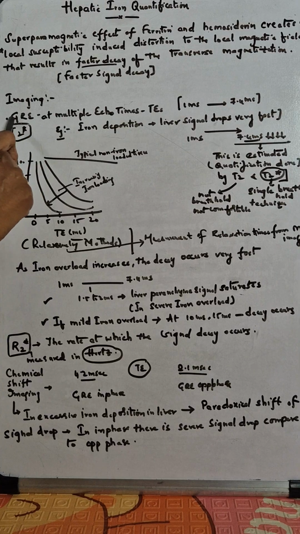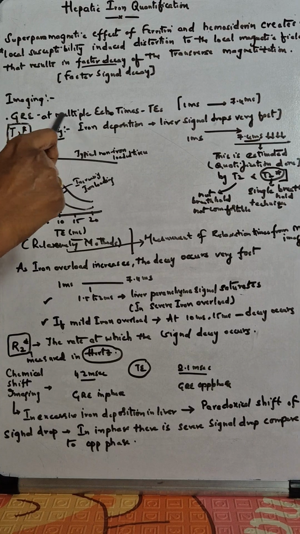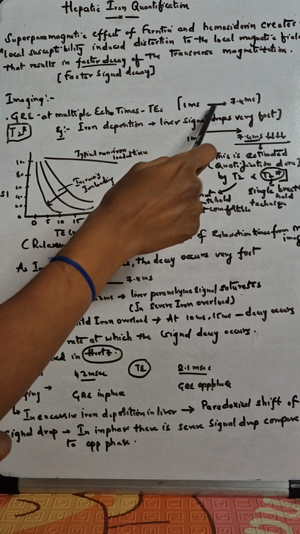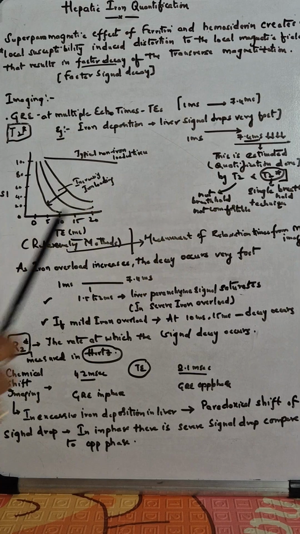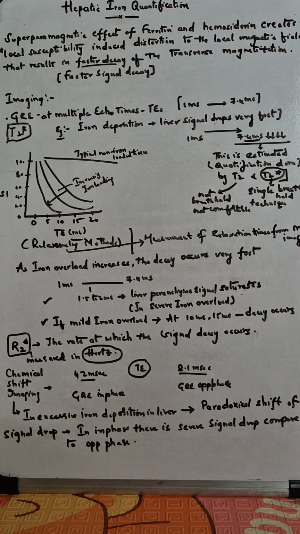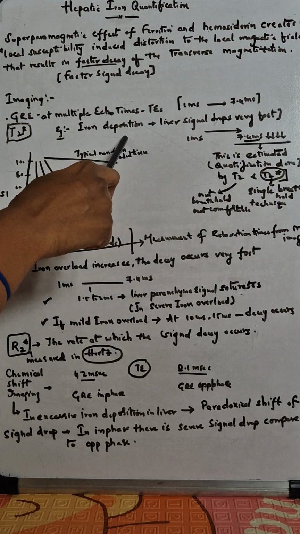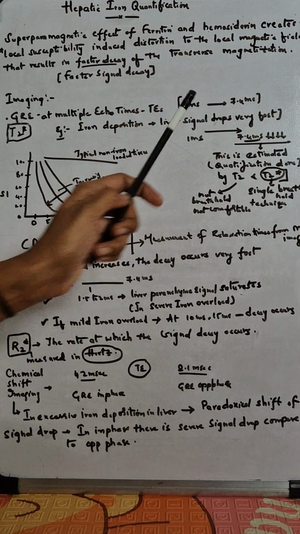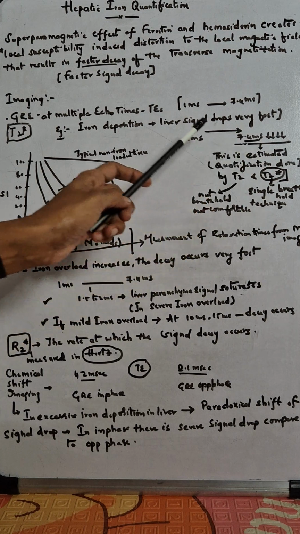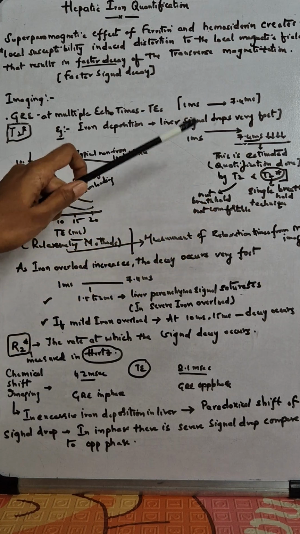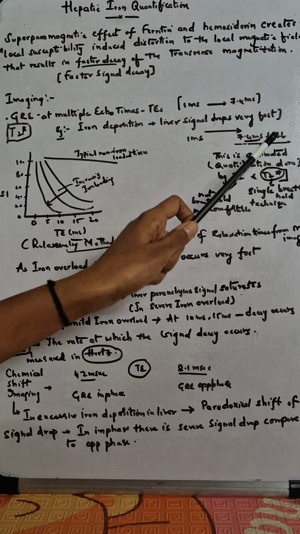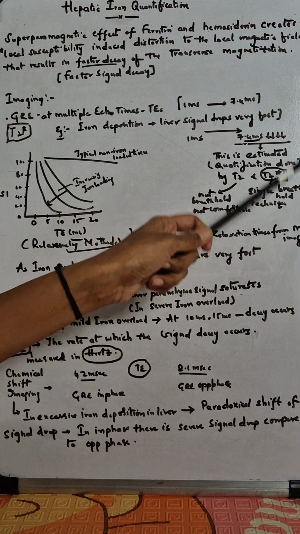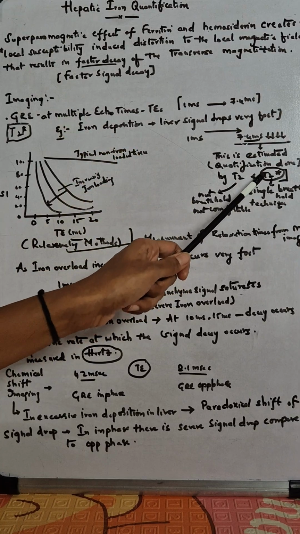Here, what we do is acquire gradient recalled echo sequences at multiple echo times, like 1 millisecond, 2 milliseconds, 3, 4, up to 7.4 milliseconds. What happens in hepatic iron deposition? The liver signal drops very fast. This is 1 millisecond, this is 7.4 milliseconds. Depending upon whether there is mild or severe iron deposition, there will be a signal drop. This signal drop is estimated, that is, quantification is done by T2 star.